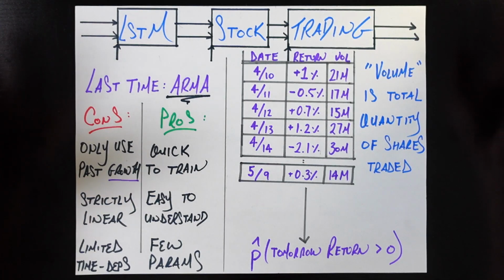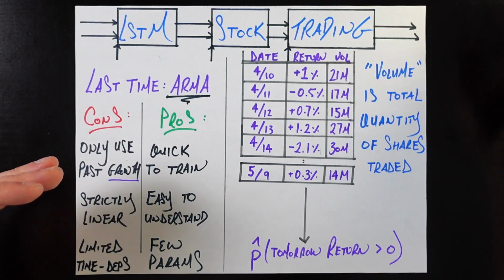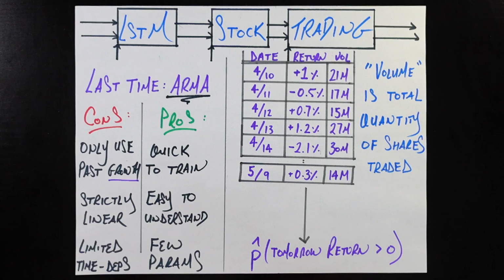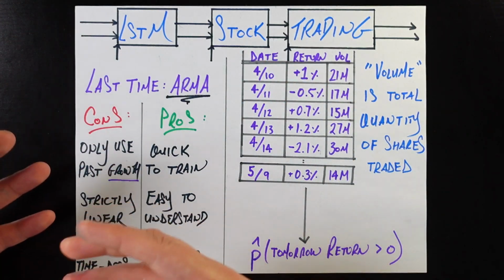Now, what I want to run through here is the cons and pros of the ARMA model, because we want to get a holistic sense of the things the ARMA model is missing in the cons column, but also what it's going to end up doing better than the LSTM model, so we know what we're gaining and what we're giving up.